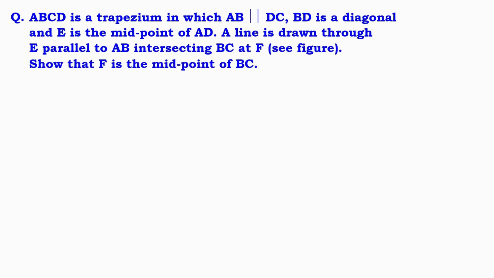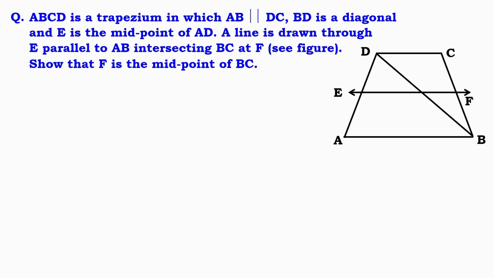Now let's take a look at another problem. ABCD is a trapezium in which AB is parallel to DC, BD is a diagonal, and E is the midpoint of AD. A line is drawn through E parallel to AB intersecting BC at F. Okay, let's see the figure. Show that F is the midpoint of BC.